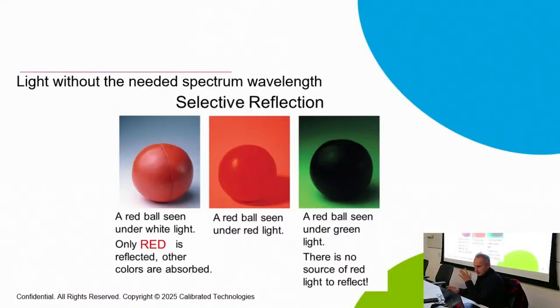relative, okay? And the other thing to remember is you've got to have all portions of the spectrum or else you don't see it. For example, that red ball, when I don't have red light on it, it goes black. So that's important because we have to have that portion of the spectrum.